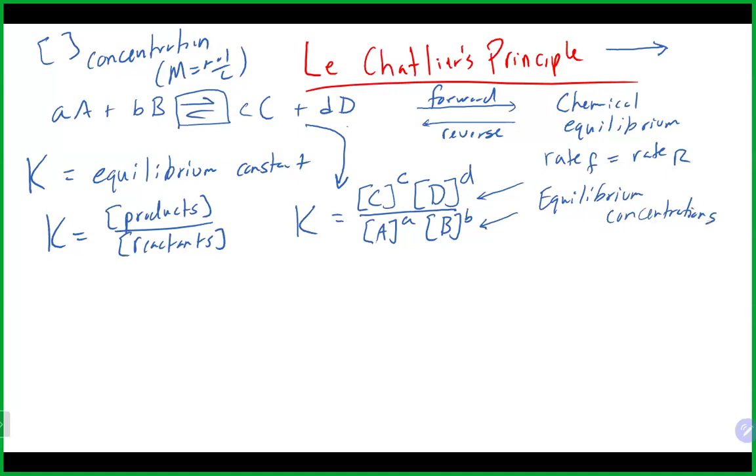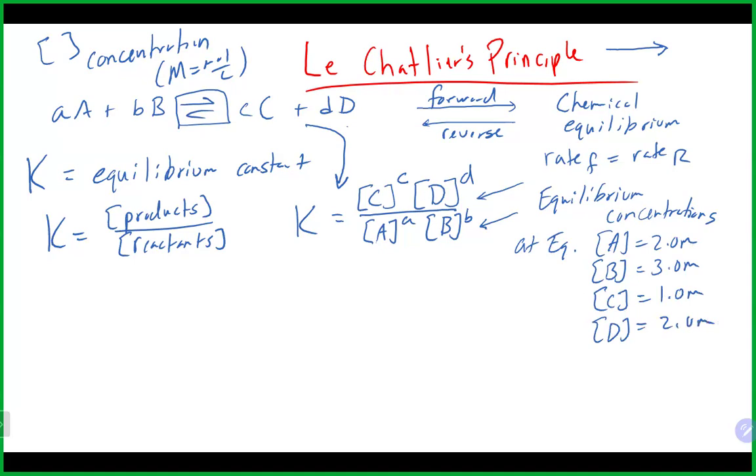So say, for example, we had at equilibrium a concentration of A of 2 molar, a concentration of B of 3 molar, C was 1 molar, and D we'll go with 2 molar as well. And let's say this is our equation: 2A plus B goes to 3C plus D.